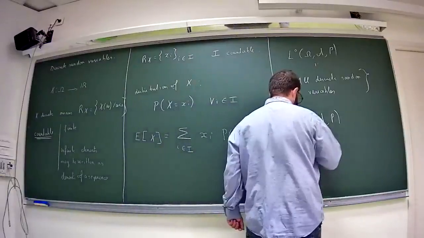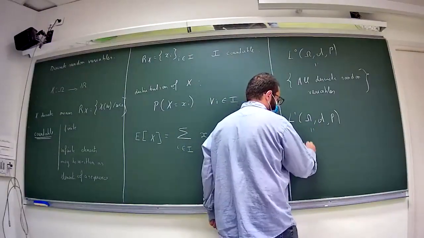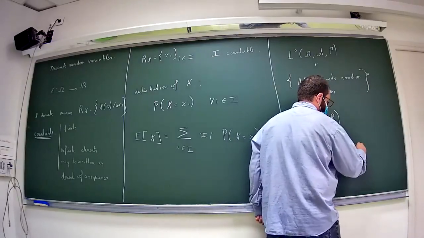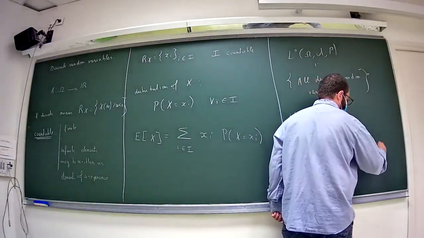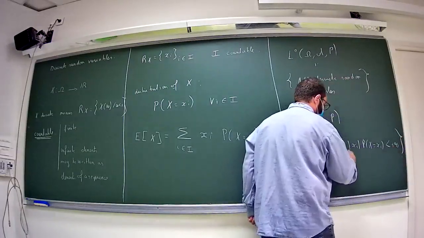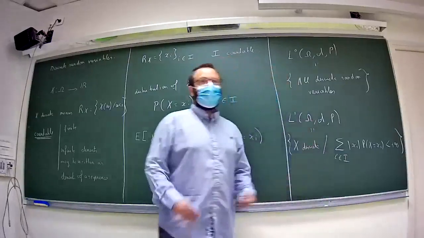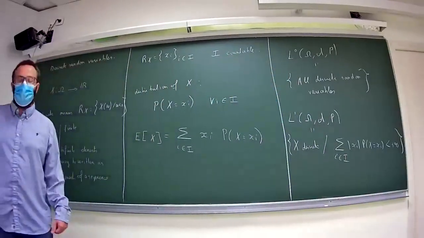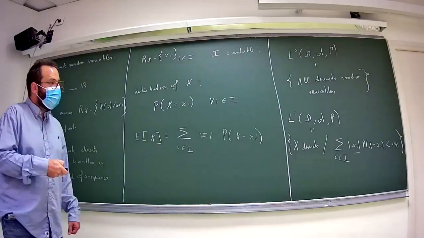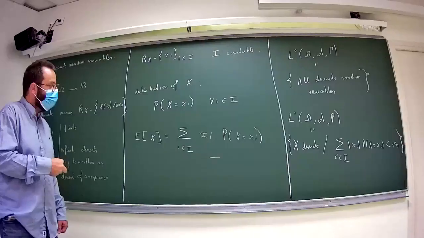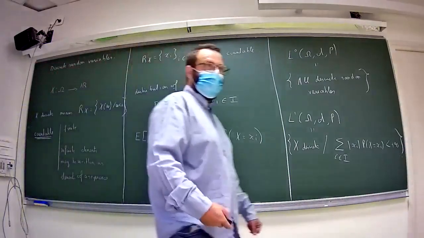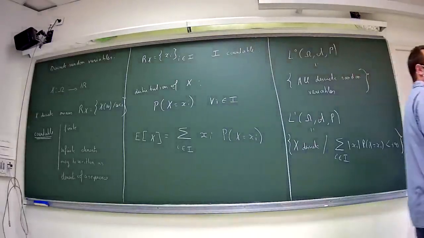So I will write it this way. X discrete such that if I consider this sum, I want it to be finite. It's a condition I impose to be in this set L1. If I take a random variable that is in this space, I know that this sum is finite, and so the expectation is well defined. So expectation is okay in this situation.